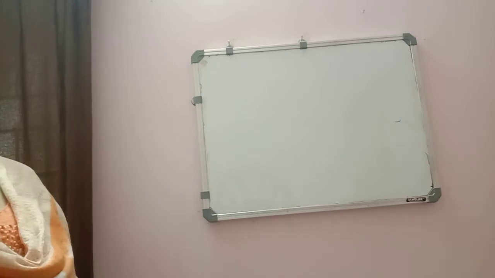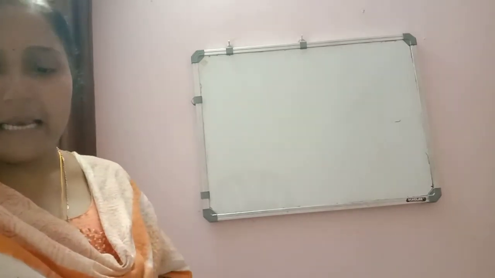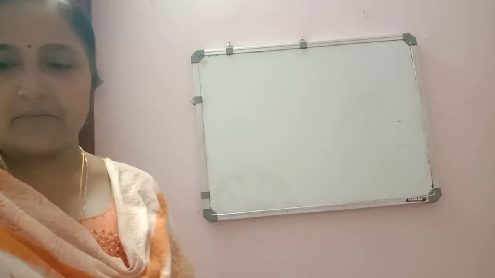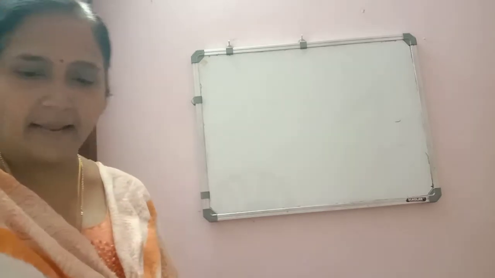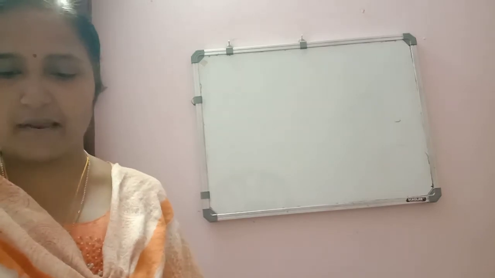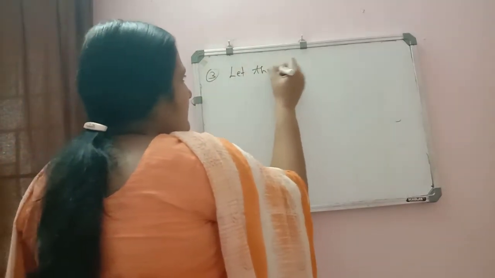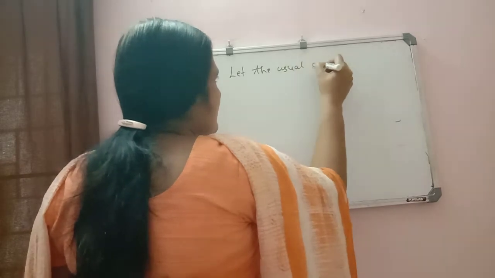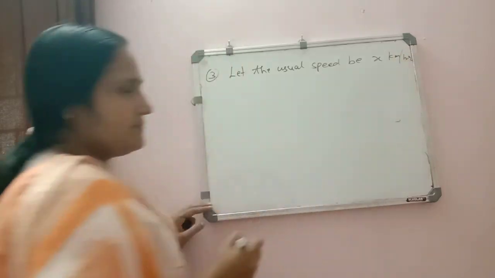Now moving on to the third question. A plane left 30 minutes later than the scheduled time. So already the plane is half an hour late. So in order to reach its destination 1500 km away, we have to reach the destination at right time only. So plane has to increase the speed there. We have to find what is the usual speed of the plane. So we'll take, let the usual speed be x km per hour.